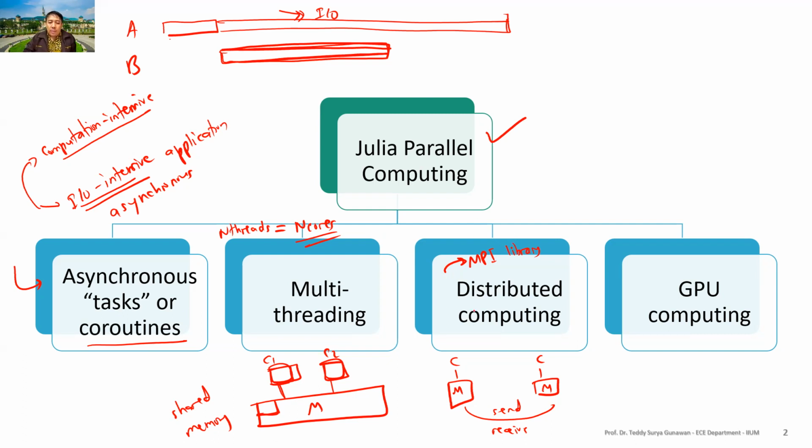But remember that this can also be applied to multi-core. So you have the same thing, C1 and C2. It is like shared memory, but each core has its own memory, so M1 will be in here.